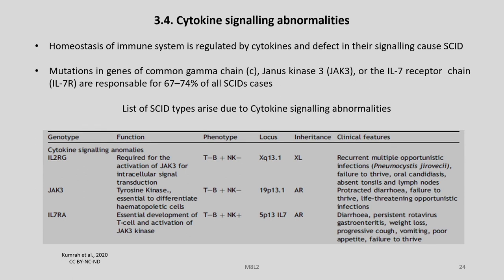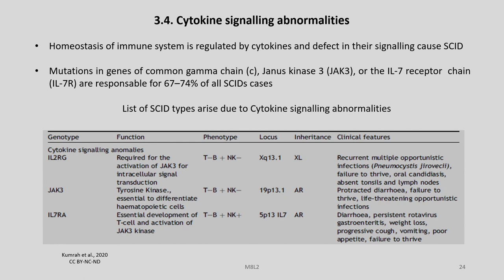Let us discuss the cytokine signaling abnormalities. Homeostasis of the immune system is regulated by cytokines, and defects in their signaling cause SCID. Mutations in genes of the common gamma chain, Janus kinase 3, or the interleukin 7 receptor alpha chain are responsible for as high as 67% to 74% of all SCID cases.